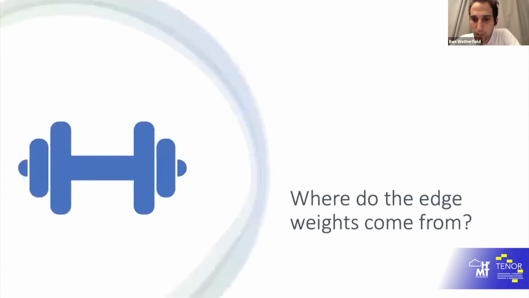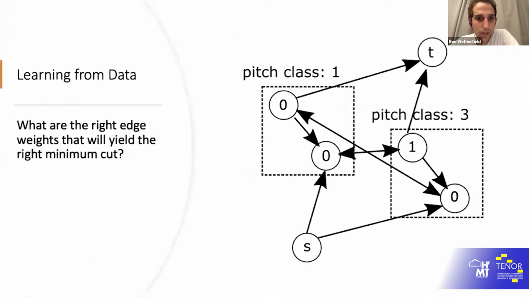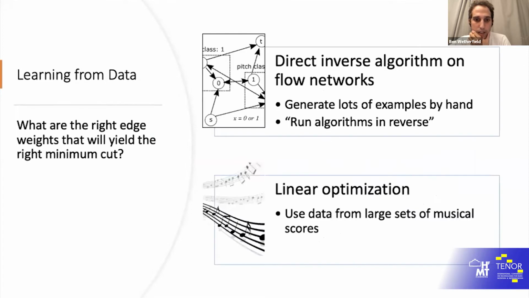So we're left with the problem of where we derive our edge weights, and essentially you want to find edge weights that will give you the right cut. There have been a couple of approaches I've looked at for this, still a little bit in progress. One is to do some direct inverse algorithms on the flow networks, which is described in the paper. And the other plan would be to do almost like a big learning project using large corpora of musical scores.